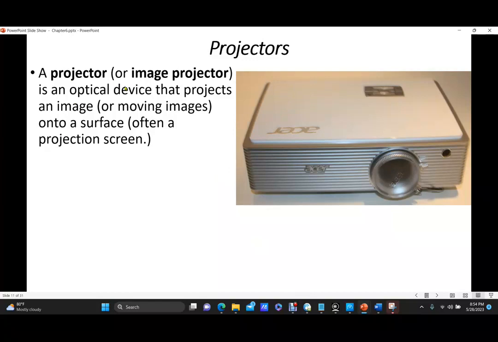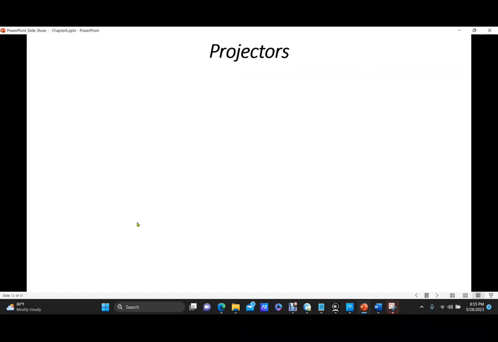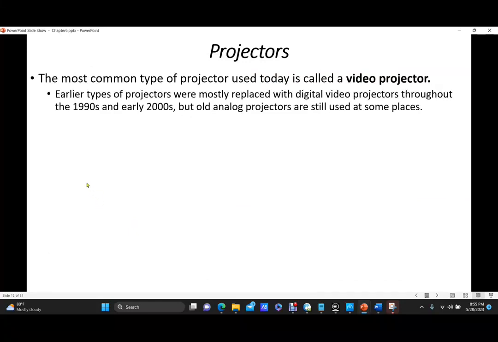A projector or image projector is an optical device that projects an image or moving image onto a surface. Very often that surface is a projection screen. Most projectors create their image by shining a light through a small transparent lens, but some of the newer types of projectors create the image directly with lasers.